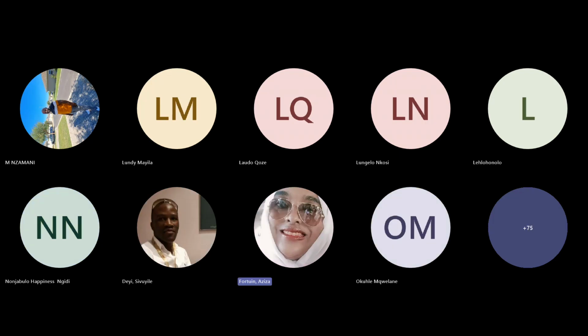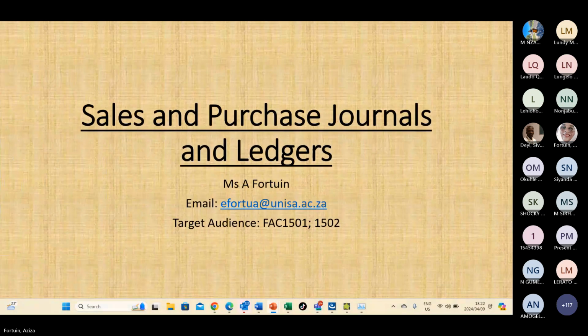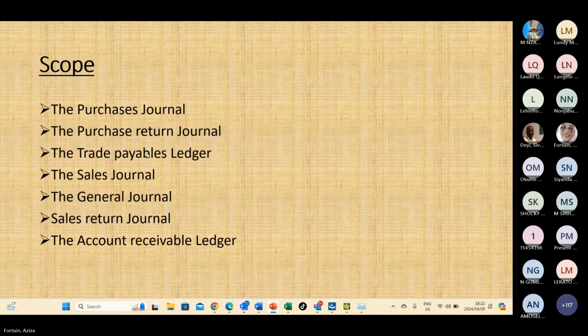Okay, and your ledgers that go with these journals. So let's begin. So, like I say, we're doing a purchases journal, the purchase return journal, the trade payables ledger, the sales journal, the general journal, the sales return, and the accounts receivable.